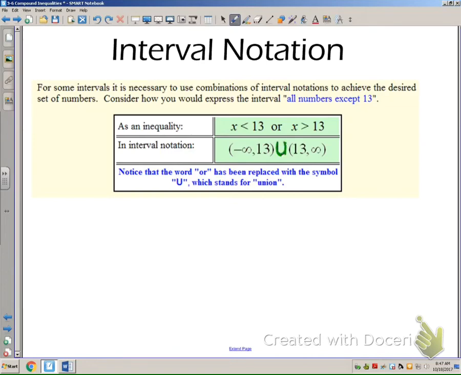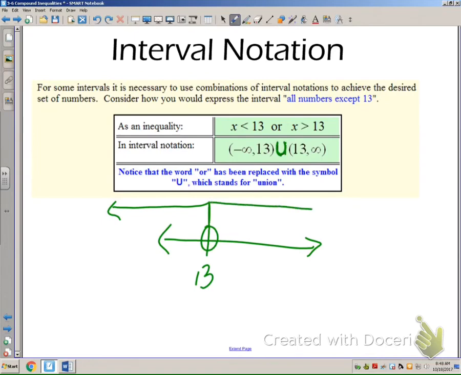So as an inequality, we would say x is less than 13 or x is greater than 13. Think about what that looks like on a graph. X is less than 13. That's all of these numbers down here. Or x is greater than 13. So that's all of these numbers up here. So basically the only thing it can't be is 13.